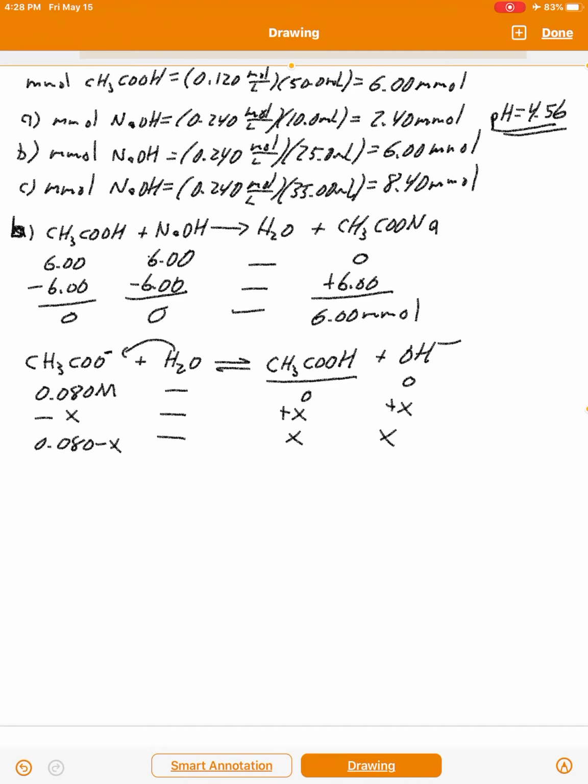Okay? So Kb is 5.6 times 10 to the negative 10, and that's equal to x squared over, I'm just going to go ahead and cut 0.08, right? Because that minus x is so small compared to the concentration 0.08 that it's negligible. So that means that x squared is 0.08 times 5.6 times 10 to the minus 10. So that means x is the square root of that.